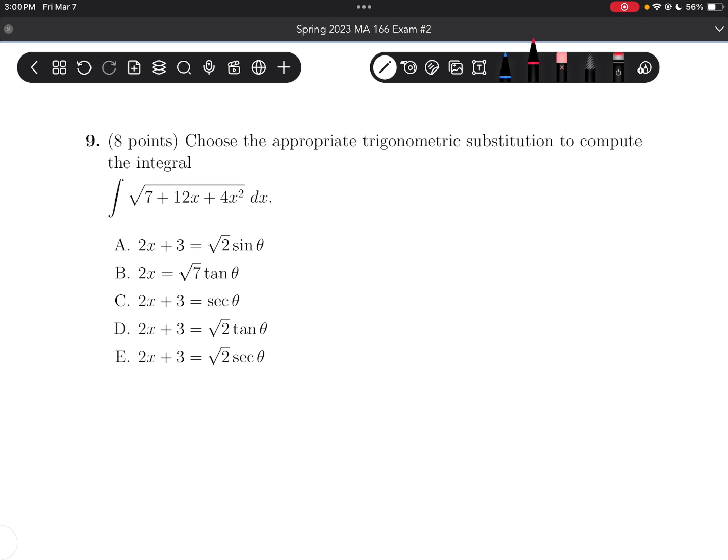Problem 9 says, choose the appropriate trigonometric substitution to compute the integral of the square root of 7 plus 12x plus 4x squared. Usually when we use trig substitutions, we're given something that's way simpler, like a constant minus x squared or a constant plus x squared. It's rarer to get a whole polynomial like this.